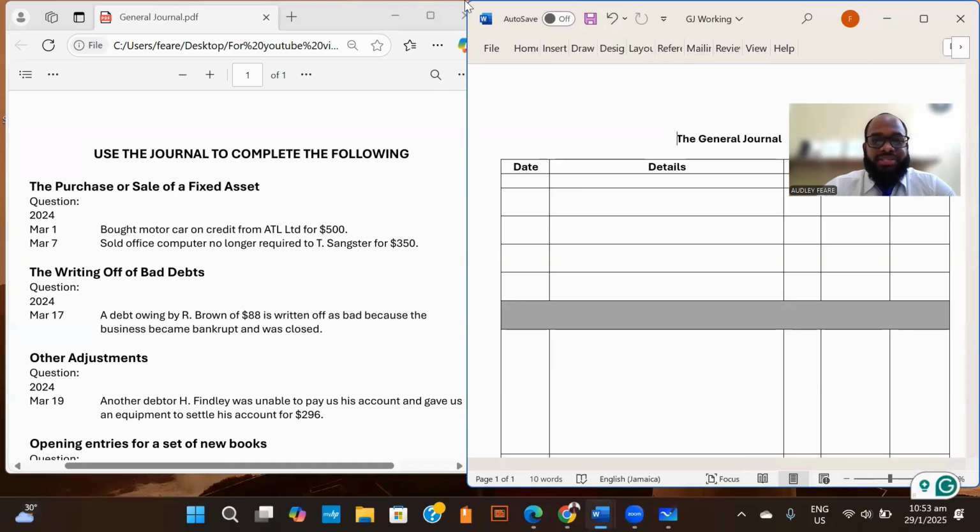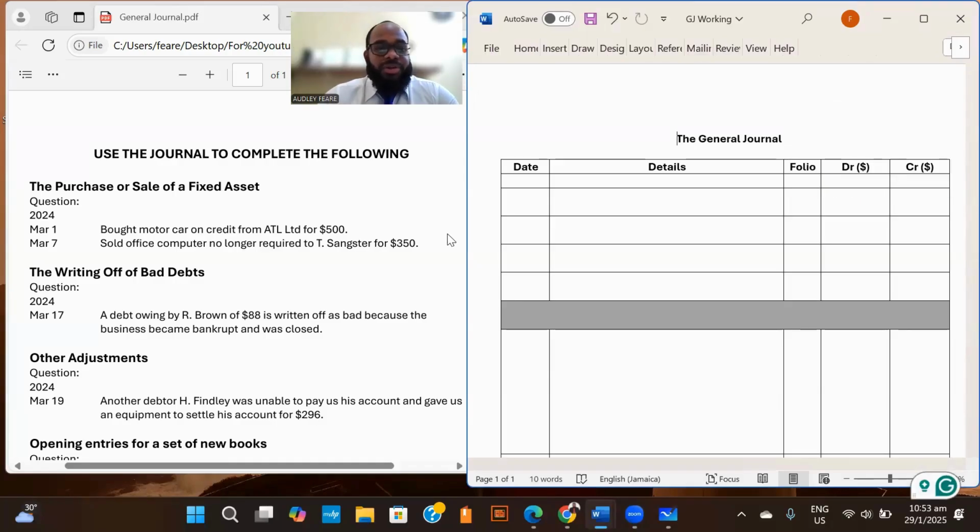So basically what we're doing is the double entry, but we're doing the double entry in the journal. So we'll need the date, the details, account to be debited, account to be credited, and the amount. All right. So let's go ahead now. So the purchase or sale of fixed asset. The first thing we do is, of course, we have to put the date, 2024 March 1.